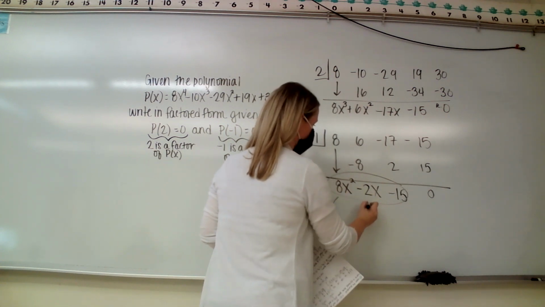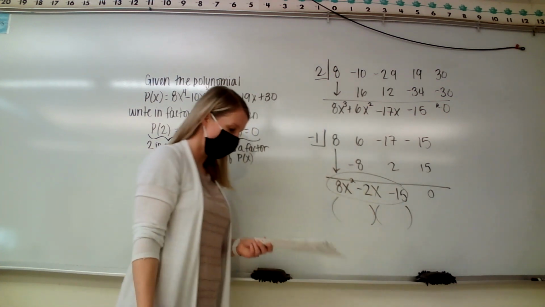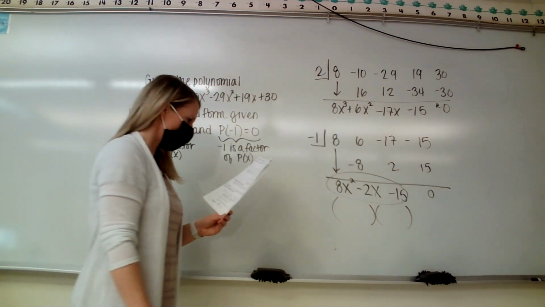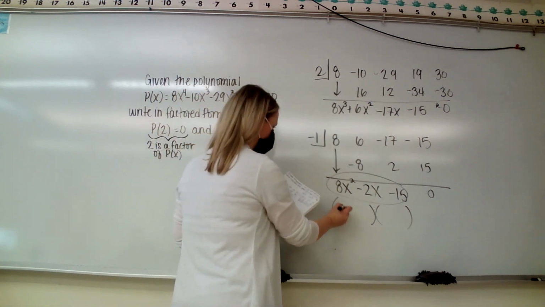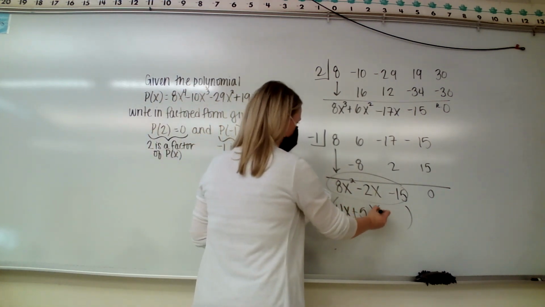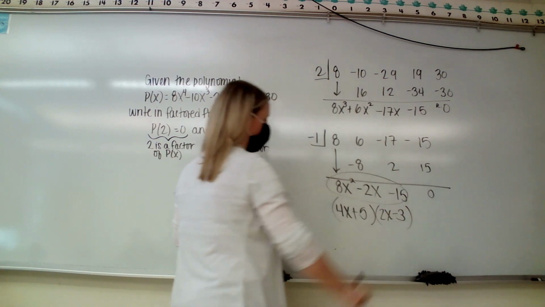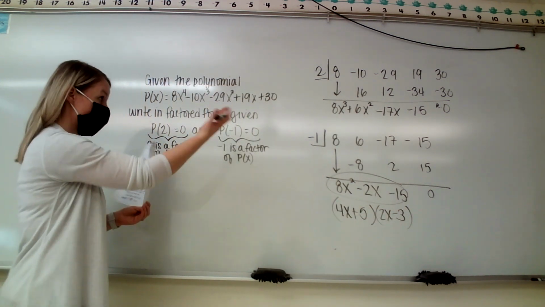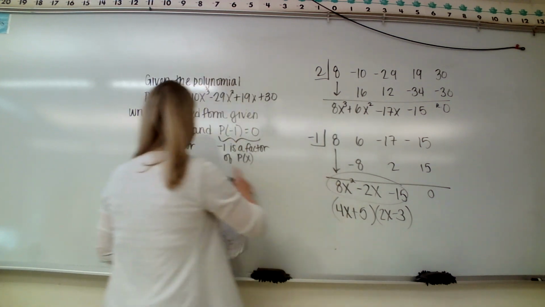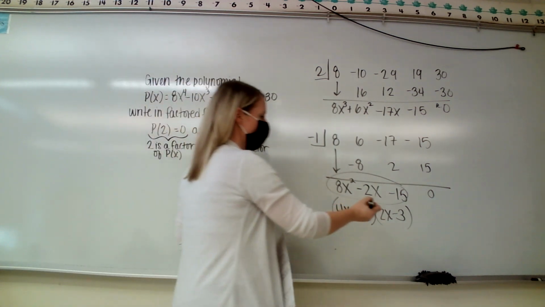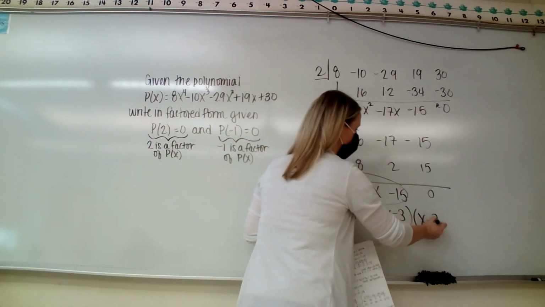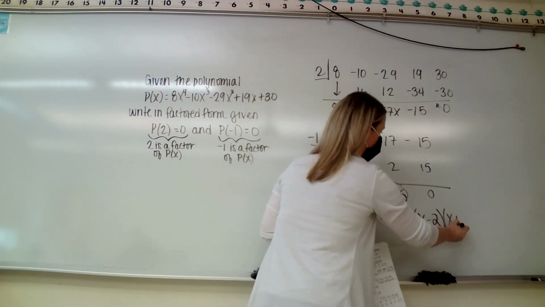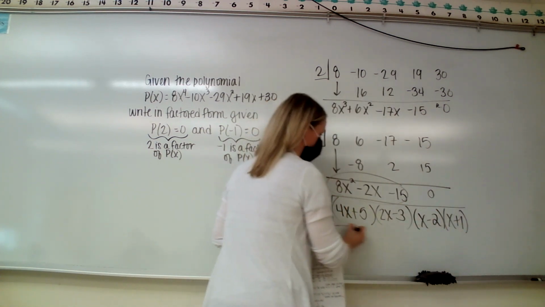So now we're going to take that and factor it. What's that factor to? 4x plus 5, 2x minus 3. And if I want the complete factored form, I would take those factors but add the other factors that I know. Once again, if the factor is 2, we would write it as x minus 2, and the other one was 1, so that would be x plus 1.